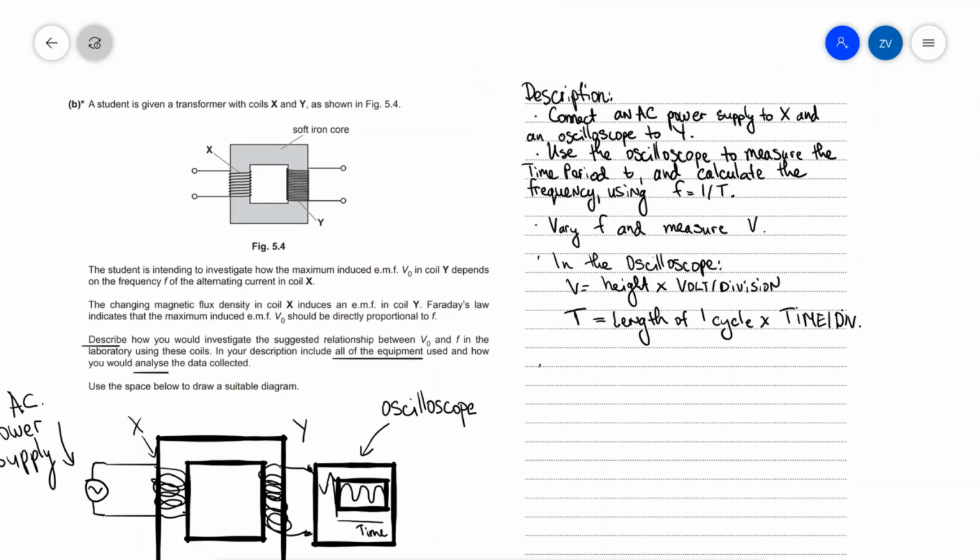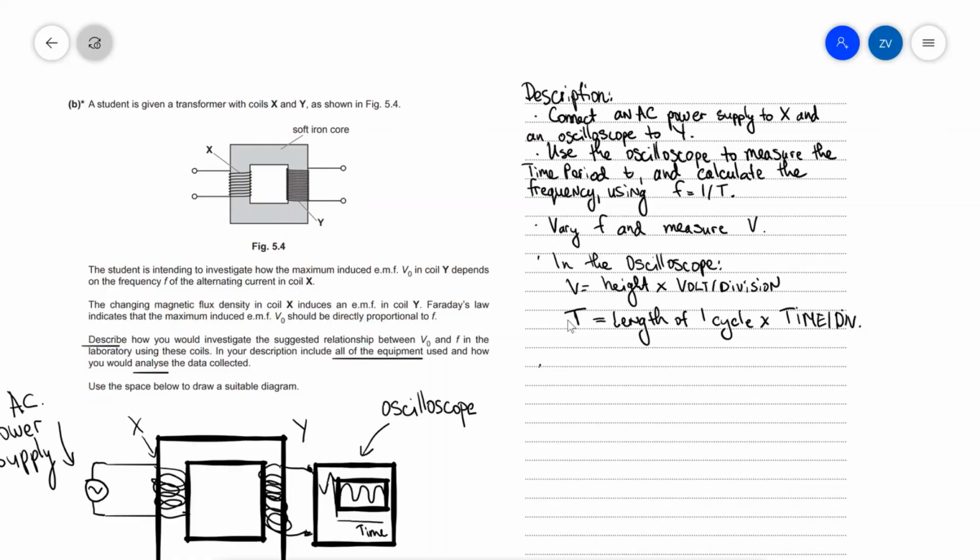Now, for our description of our experiment, I've just written over here that we're going to connect an AC power supply to X and an oscilloscope to Y. We're going to use the oscilloscope to measure the time period, and then we're going to be using that to calculate the frequency using the equation F is equal to 1 over T. We're going to vary the frequency of our power supply, which we'll be able to measure in the oscilloscope, and we're going to be measuring the corresponding change in the output voltage V.